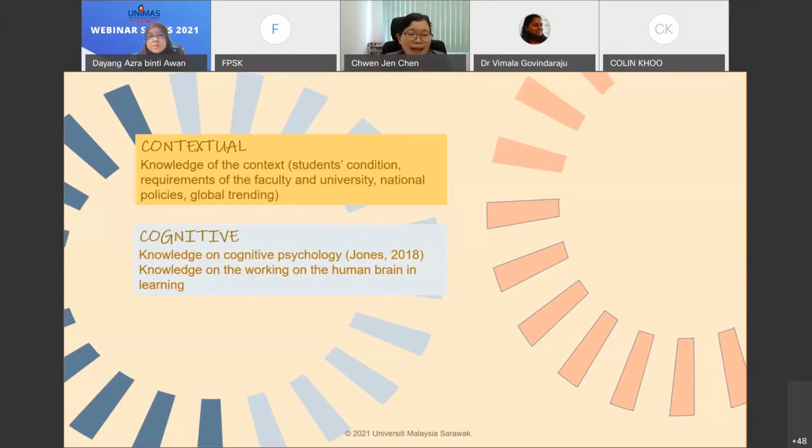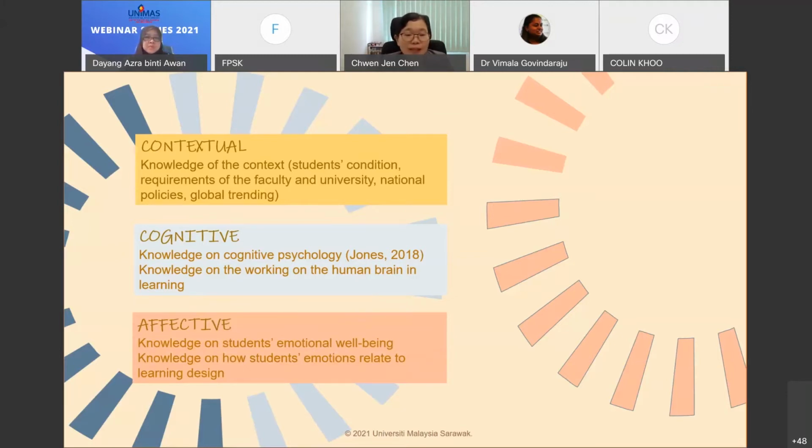And then the cognitive aspect. Just now Jones mentioned that according to her definition, it is knowledge on cognitive psychology. But to me, cognitive knowledge can also refer to the knowledge that we derive by knowing the workings of the human brain in learning. So how does the human brain actually work in learning? That kind of understanding, the neuroscience aspect, can actually inform us what the best way is to present our material, what the best activities students should be involved in, and things like that. These are the cognitive knowledge that we can actually employ.